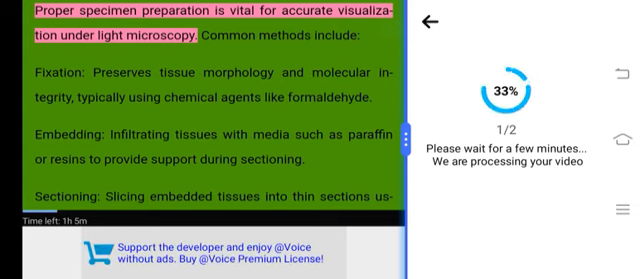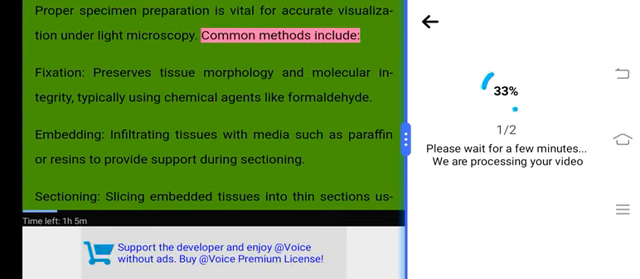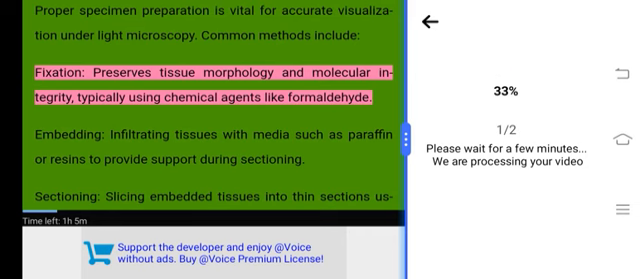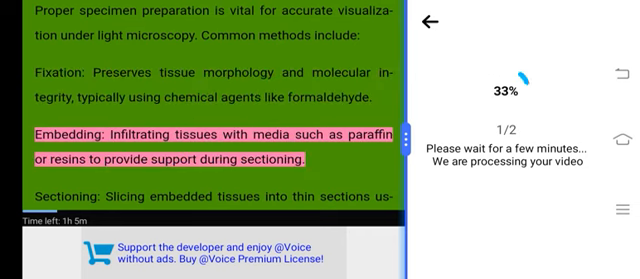Proper specimen preparation is vital for accurate visualization under light microscopy. Common methods include fixation, which preserves tissue morphology and molecular integrity, typically using chemical agents like formaldehyde. Embedding, infiltrating tissues with media such as paraffin or resins to provide support during sectioning.